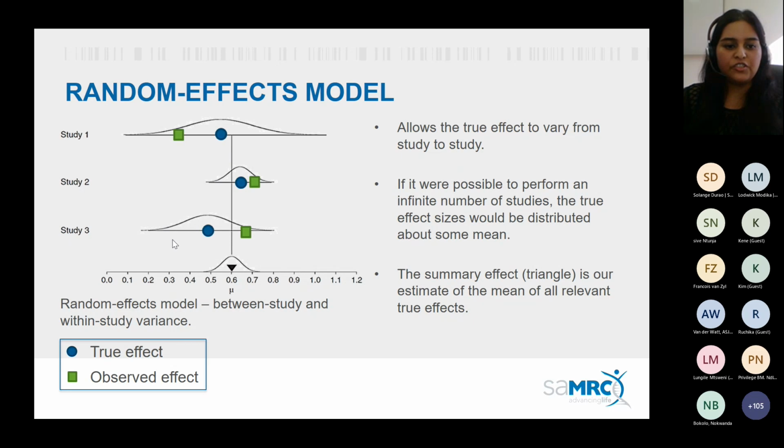The true effect in study 2 was different, so it was 0.65. And again, study 2 tried to estimate this true effect. And the true effect in study 3 was also different, so it was 0.5. So if it were possible to perform an infinite number of studies, then you would get a range of true effects. And these true effects would have some kind of mean. So when we calculate a summary effect in our meta-analysis, we're now calculating an average of these true effects.